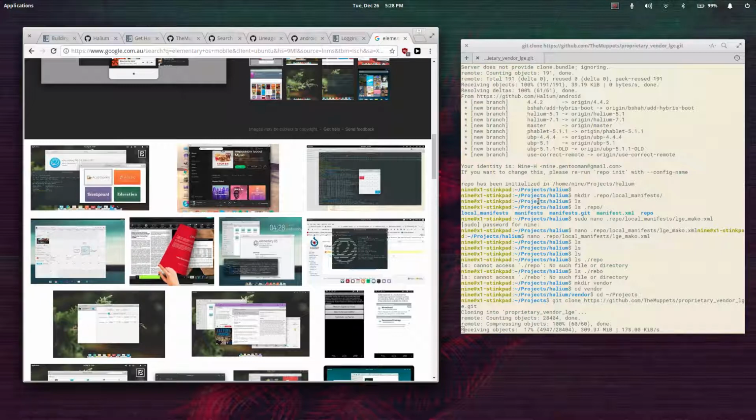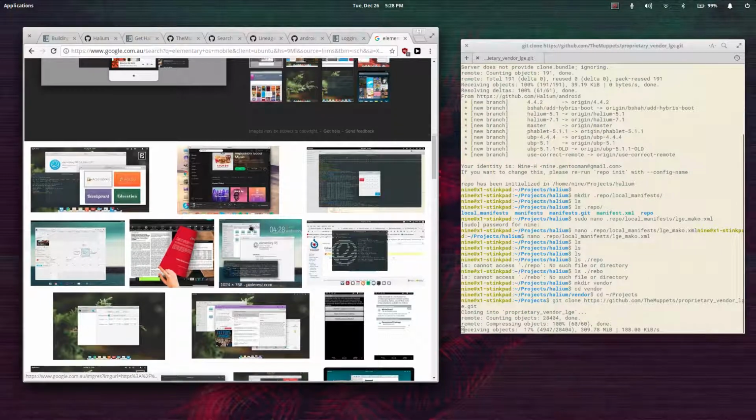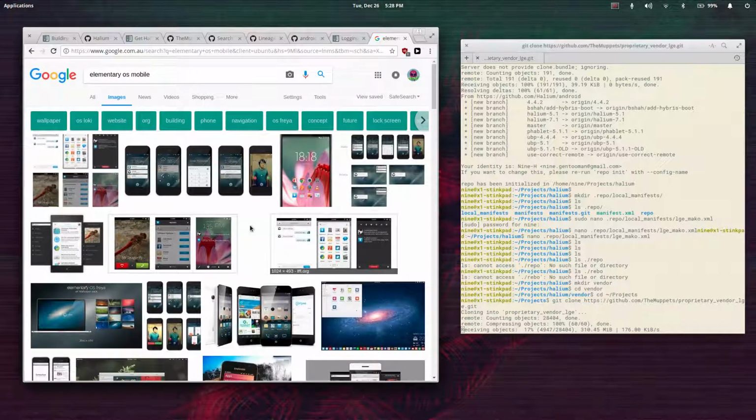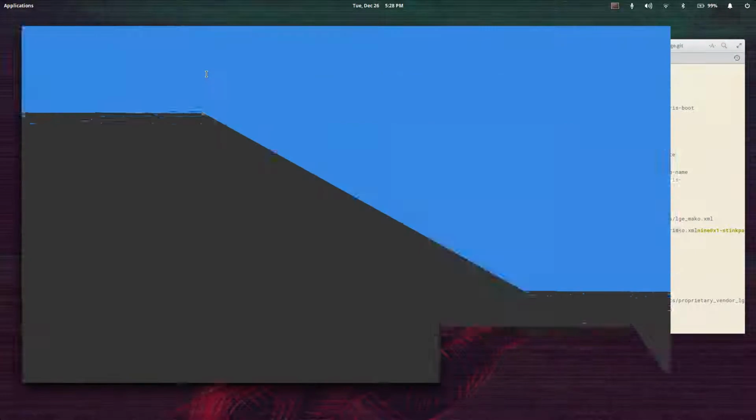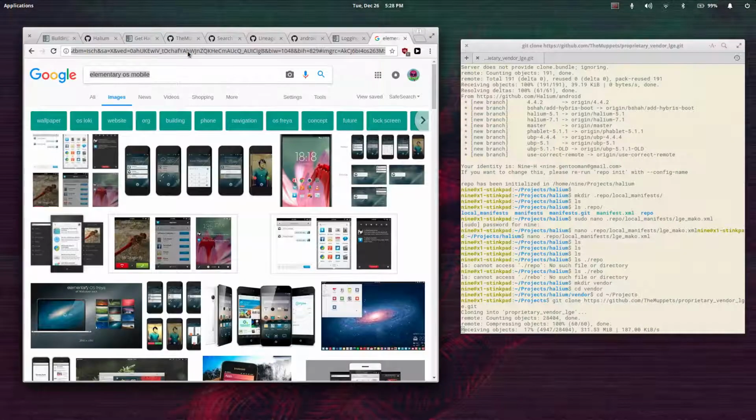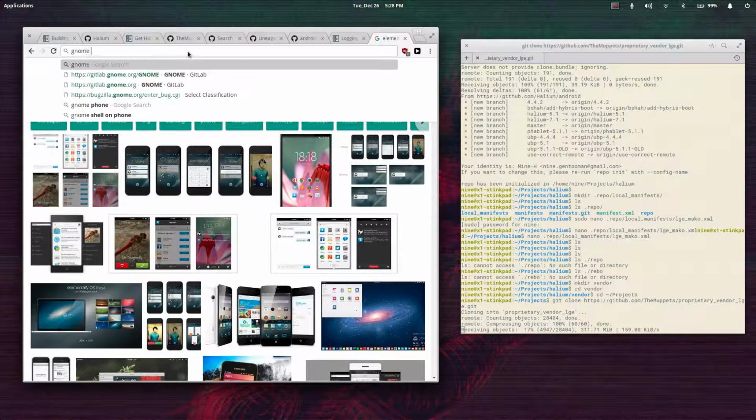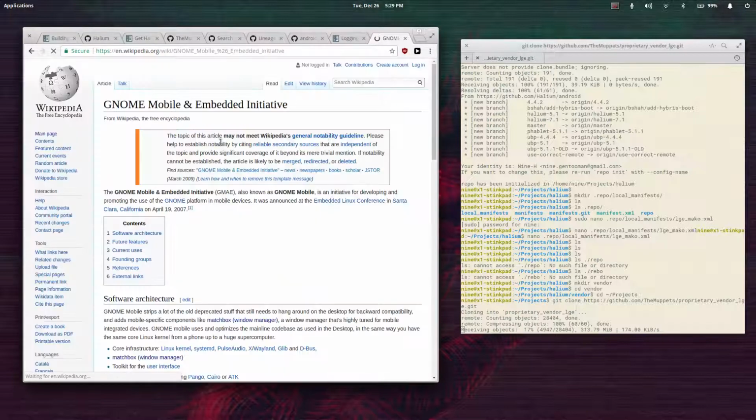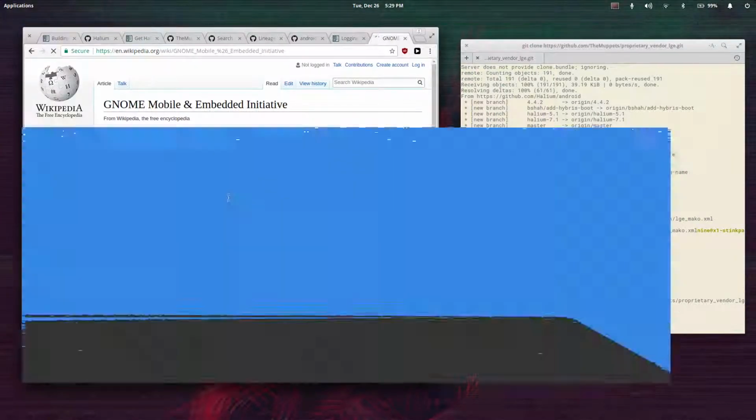A lot of people have made sort of exploratory jumps into Linux on handsets. I gave a quick sort of rundown on some of the projects here, GNOME Mobile and Embedded.